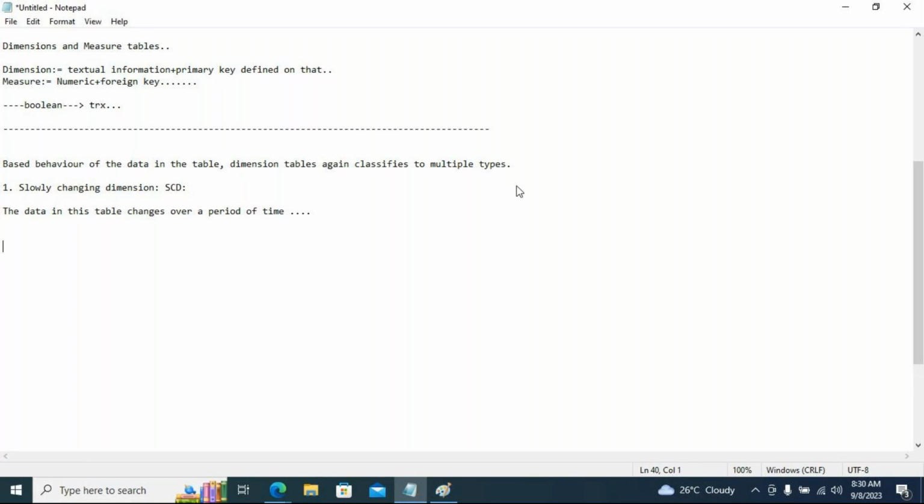You can take any example here: age of a customer, age of a student. When you take the age of a student in 2023, let's assume 16 years. In 2024, the age will be modified and shown as 17 years for any customer. So over a period of time, the data gets changed. Got it? And also there might be a request from the end users to change their names.